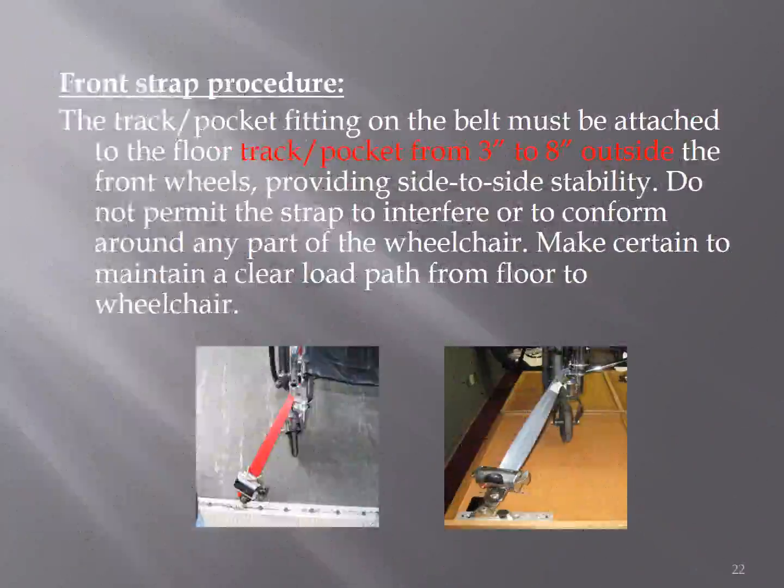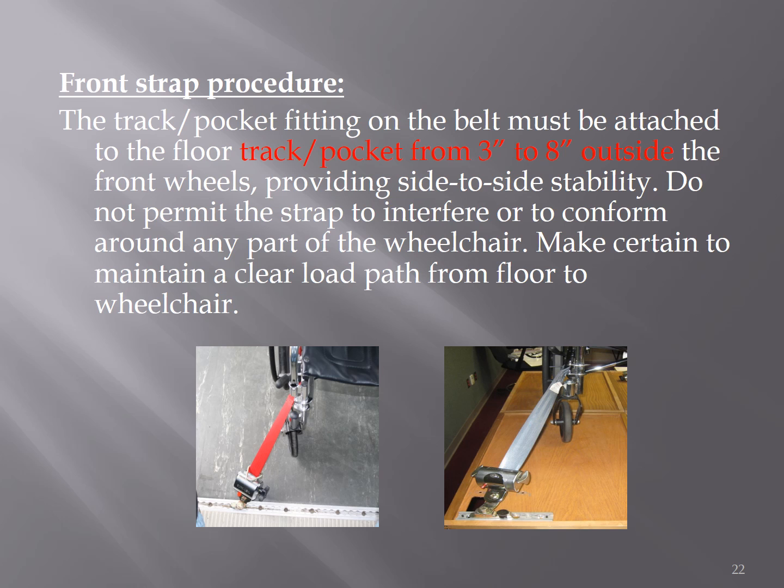Front strap procedure. Below are pictures of the appropriate placement of the front straps. The front straps are to be placed on the outside of the front wheels, 3 to 8 inches outside. You can see the red strap pictured below. Whenever you're placing these, you have to pull that strap out and extend it. That way it will lock.